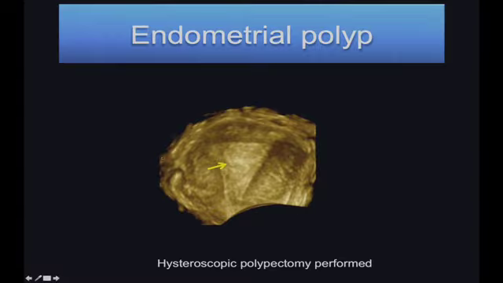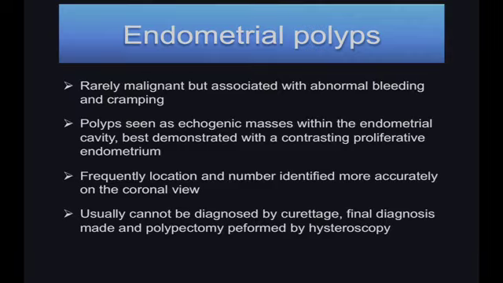But in our 3D image, we can see the shape, origin, and extent of involvement of this polyp, which gives us even more information than just being suspicious that there is a polyp. And a hysteroscopic polypectomy was performed in this patient.